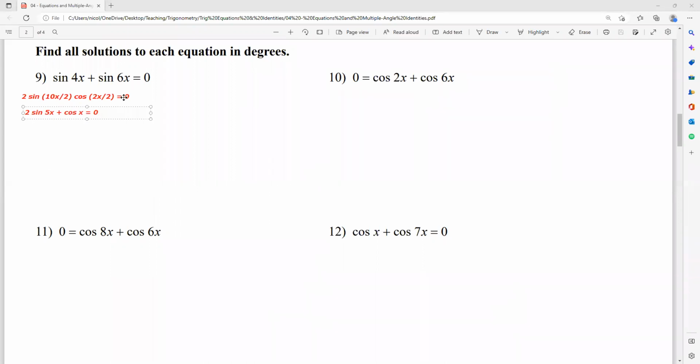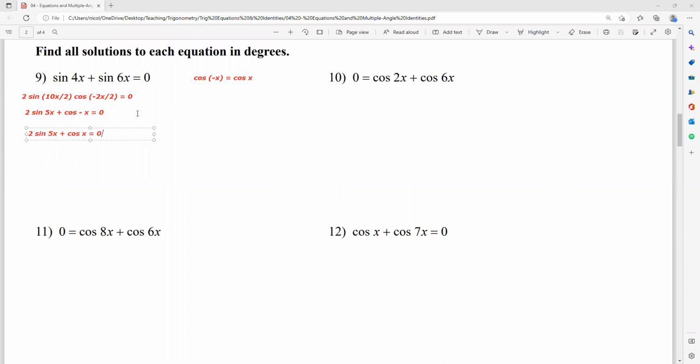That should be a negative 2x. Negative cosine of negative 2x, which gives you cosine of negative x. Once again, if you look at your trig identities sheet, cosine of negative x is just cosine of x. It is under the negative angle identities. So now we can just change that to cosine of x.